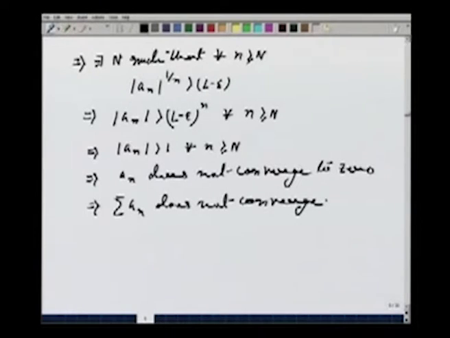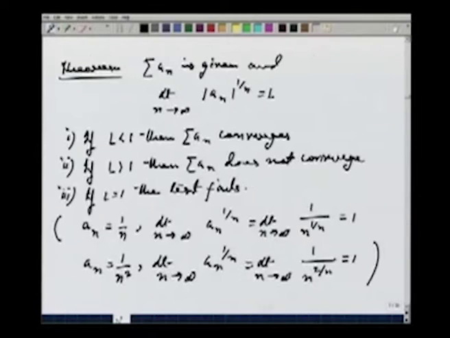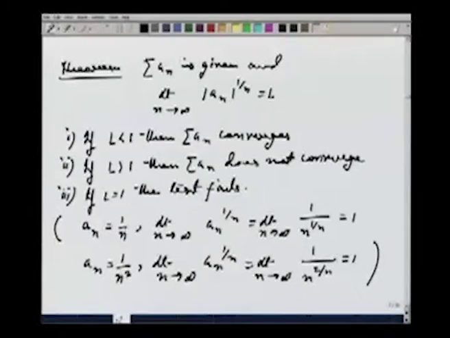So again the statement is very simple. What I do is, an is given, I look at modulus of an to the power 1 by n and I just calculate that limit. If that limit is less than 1, then the infinite series converges. If that limit is bigger than 1, then the infinite series does not converge. But if the limit is equal to 1, then I have to be careful, because in that case the infinite series may converge, it may not converge. Okay. Now let us see some examples here.